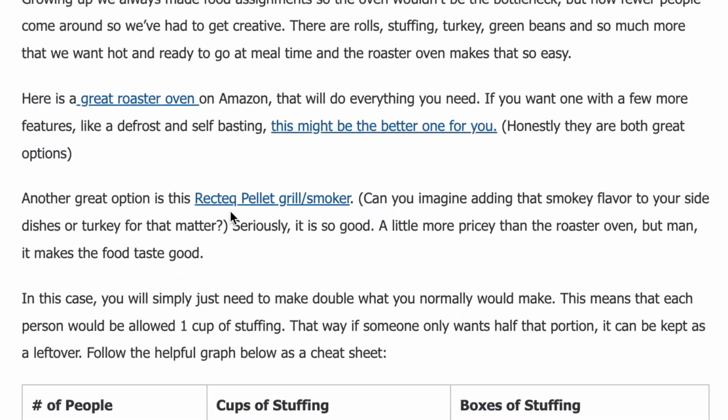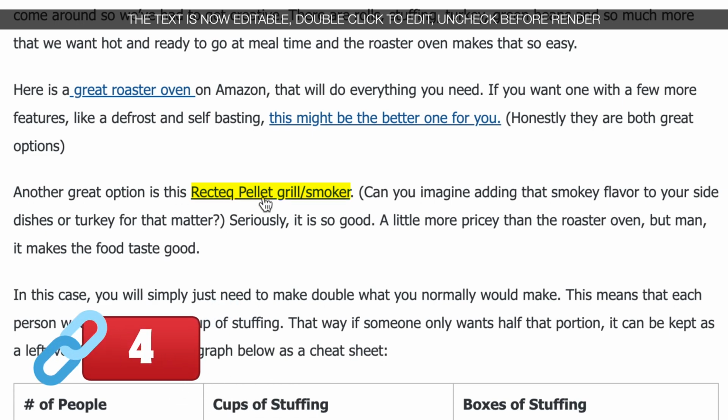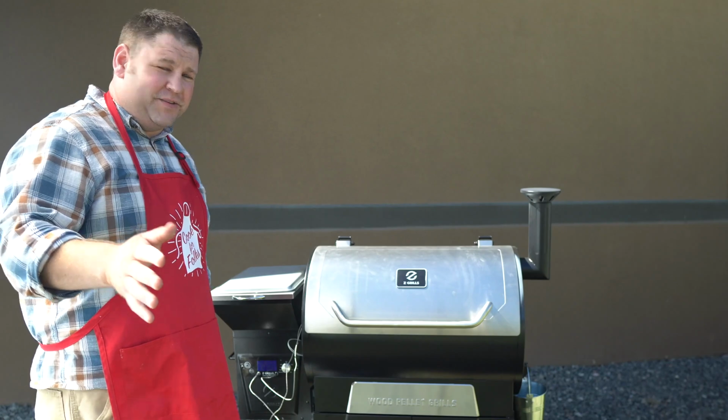And then he mentions here, but you know what? I really like this grill smoker. And I know he does because he has this exact grill smoker. And it's really cool. I know because I've used it. I tested it out for a video once and it was awesome. So there's 4, right, so far.